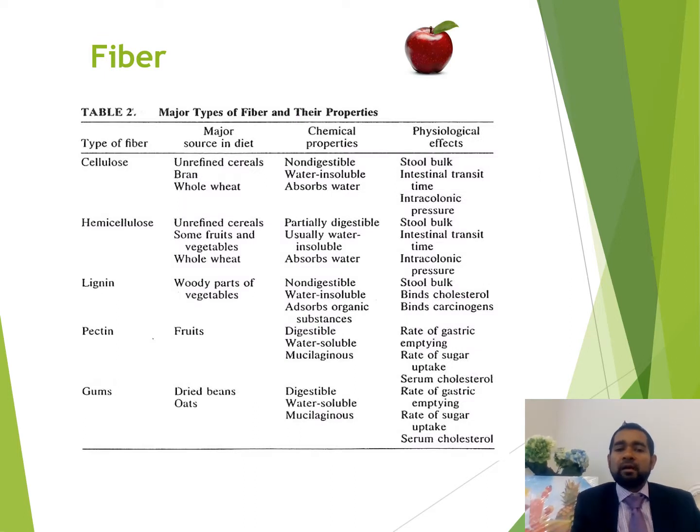So there are many types of fiber: cellulose, hemicellulose, lignin, pectin, and more. Every type has specific sources. So what you need to be careful about, instead of going through all the different types and sources, is to understand that we need to be eating all plant-based foods on a regular basis. We need to change our food habits so we can get all types of fiber.